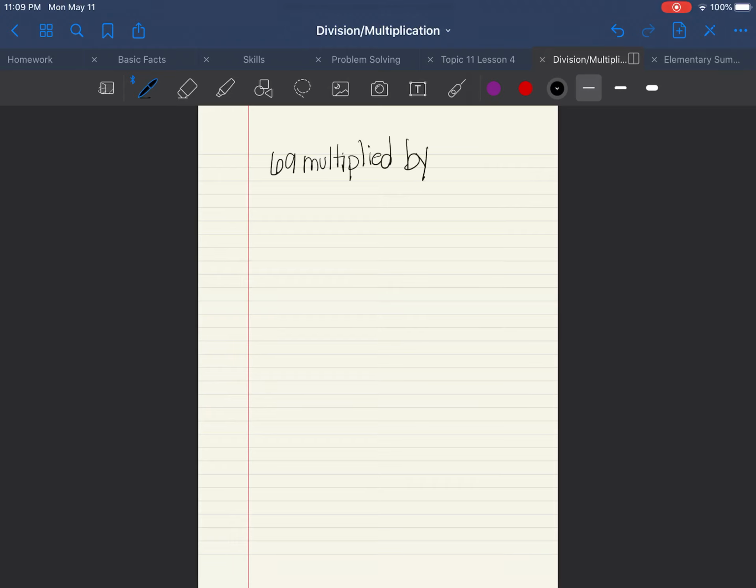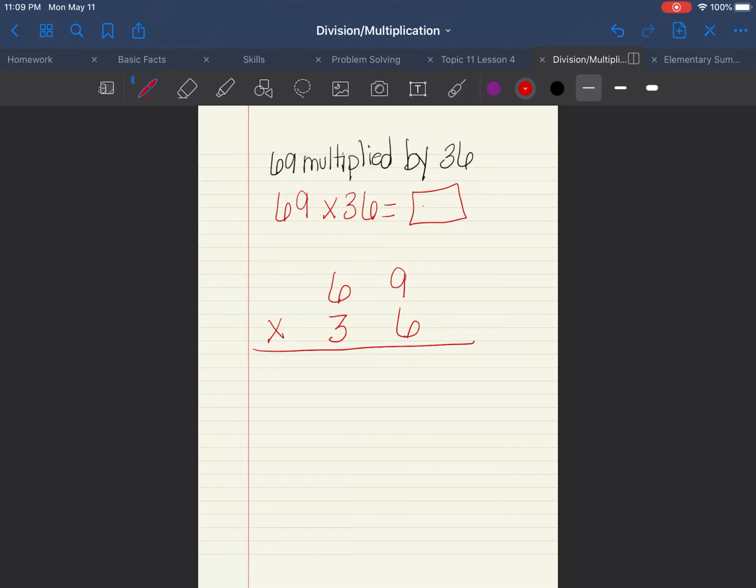We're going to go ahead and do now another problem. And this one's going to be 69 multiplied by 36. I'm going to write it in a number sentence. 69 times 36 equals product. So I'm going to do my 69. Remember to space them out. Times, and we're multiplying times 36.